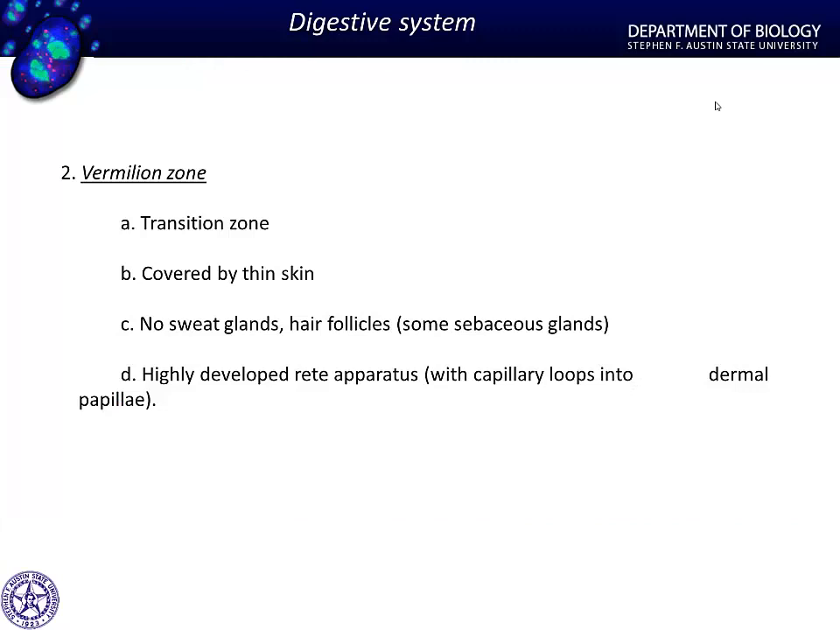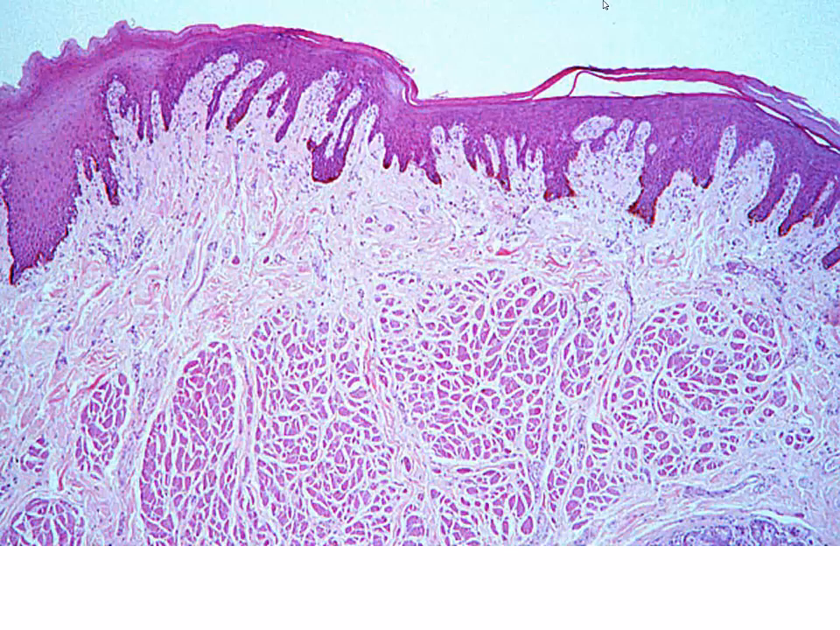The vermilion zone, this is the one that we are least familiar with when it comes to histology, because this is the transition. It is covered by thin skin, but we're not going to see sweat glands, hair follicles. You may see some sebaceous glands. So really, we are transitioning from thin skin and all those characteristics we think of with thin skin to our oral mucosa. And really, in this region is where you're going to see this very expanded rete apparatus. All of our dermal papillae projecting up into the epidermis. That's because of the capillary loops that are present there.